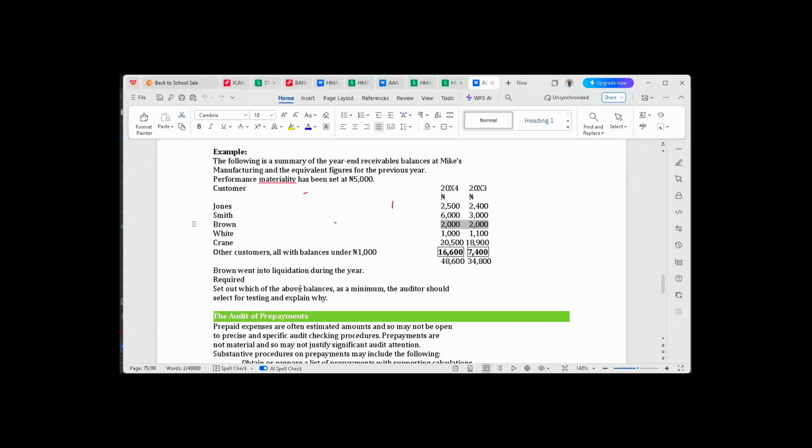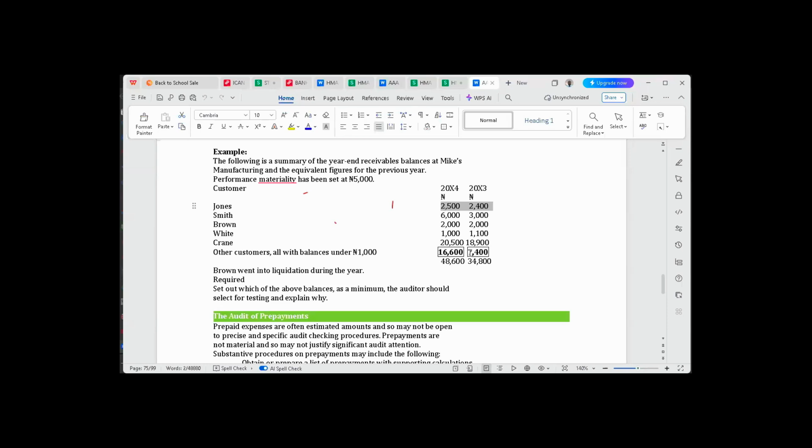Now, set out which of the balances, as a minimum, the auditor should select for testing, and explain. So if you look at this, you can use any one. What they are saying is that from all of these customers, select any of their balances as the minimum, and explain why you have chosen it, to test for receivables, whether the receivable can be collected. That's what they are asking us here.